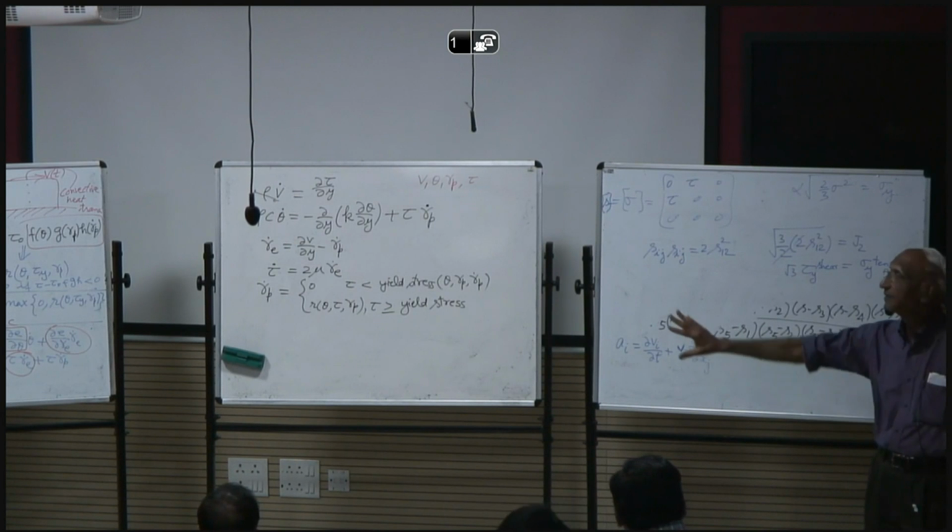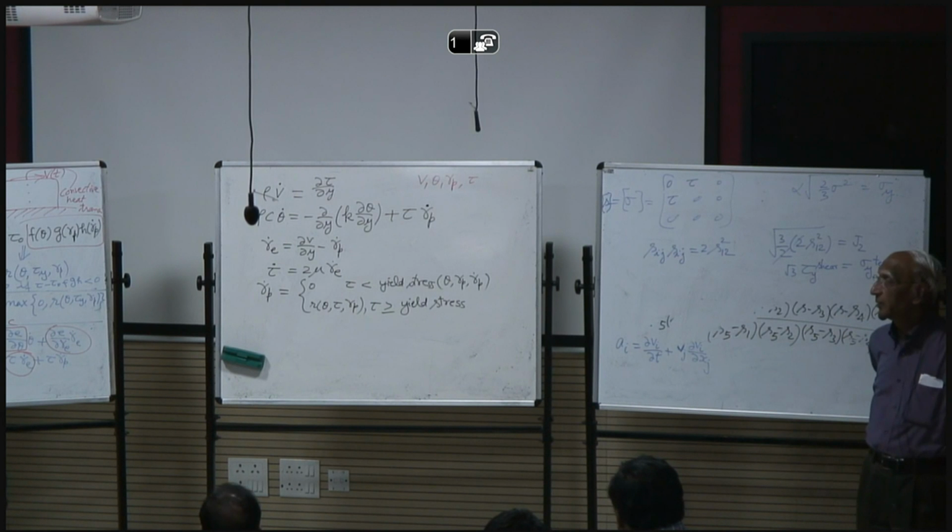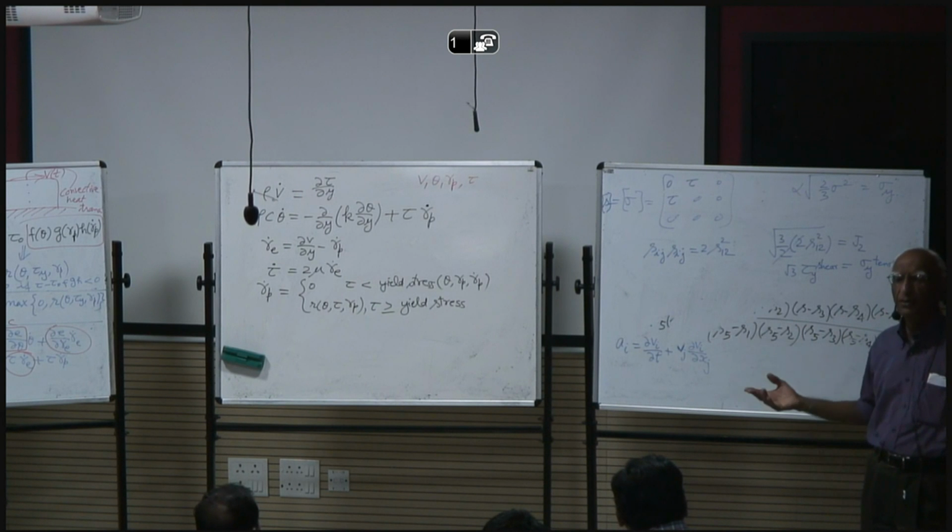There is no length scale in the problem. This is a local theory. There is no gradient type theory. If you like, we can introduce a gradient type theory too, but then you have to solve for one more variable.